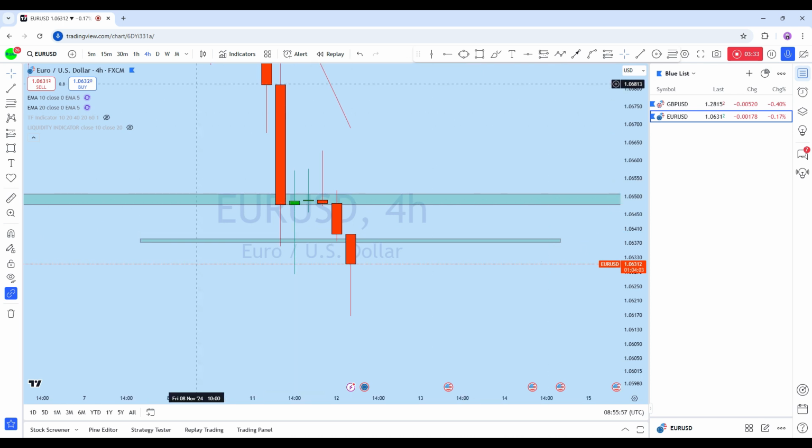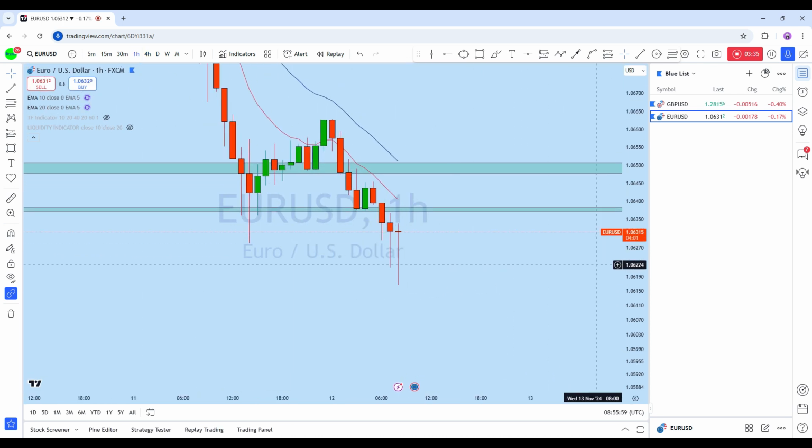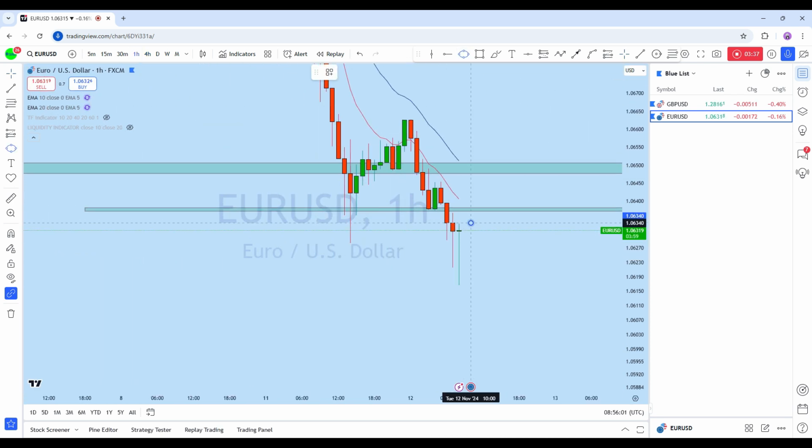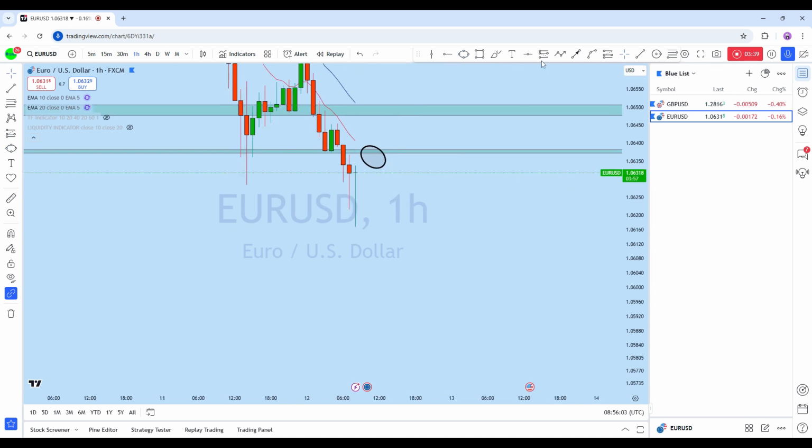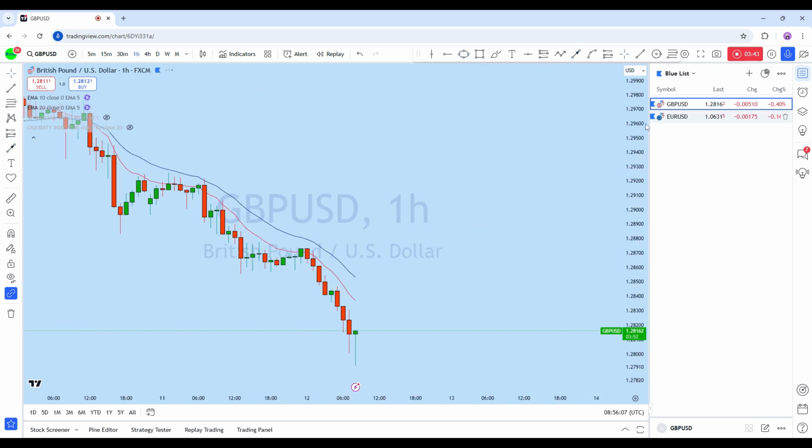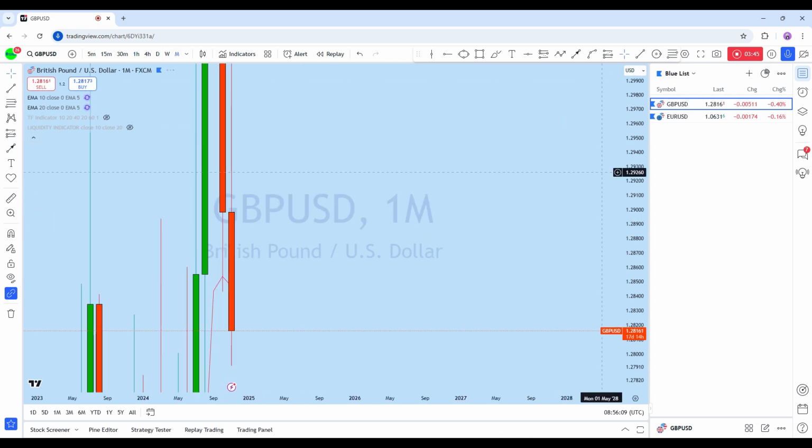As soon as we find price action confirmation on the lower time frame, we can look for going short on euro dollar with a high probability trade setup. Now let's look at British pound US dollar to see what kind of opportunity we have.